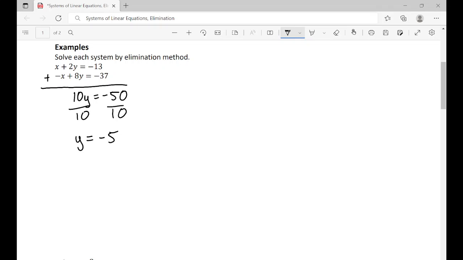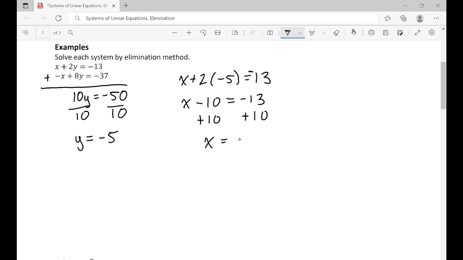Now it doesn't matter which one you choose, just whatever you think is easiest. And I think the original first one is the easiest. So x plus 2 times negative 5 is going to give me negative 13. So x minus 10 equals negative 13. And then add 10 to both sides. x is going to equal negative 3. So I end up getting the solution of negative 3, comma, negative 5. The ordered pair is my solution.